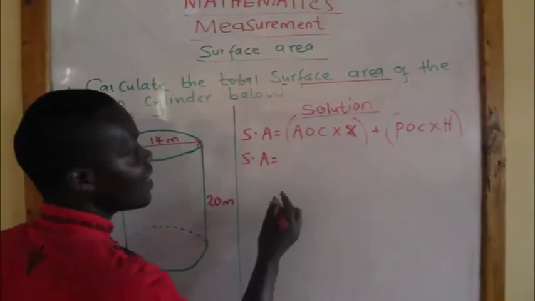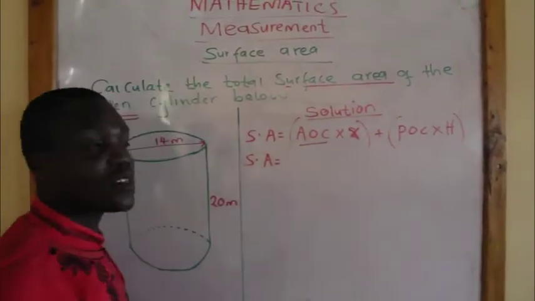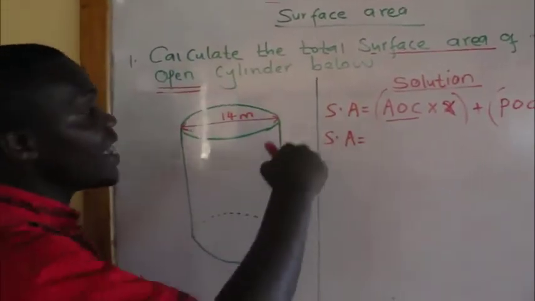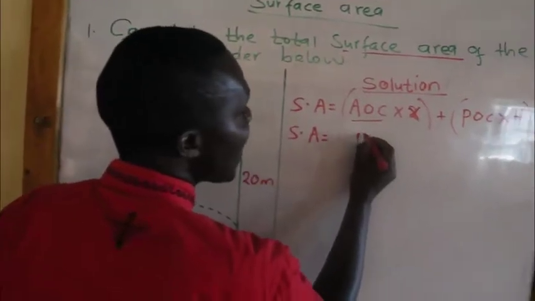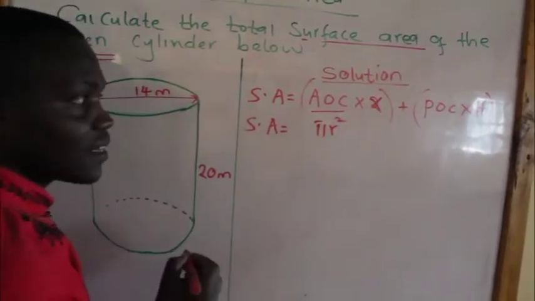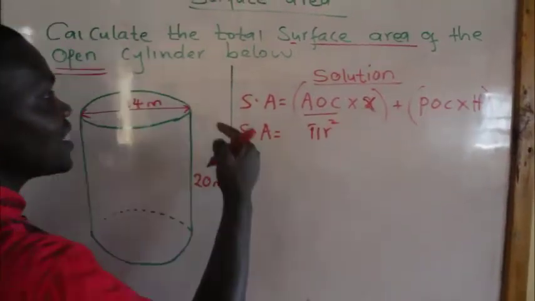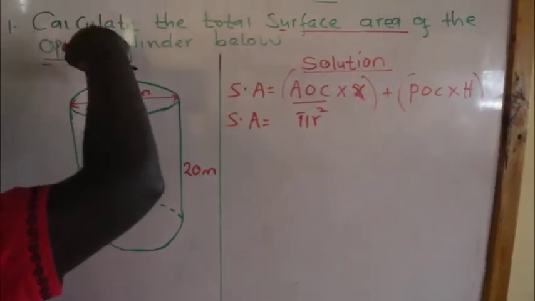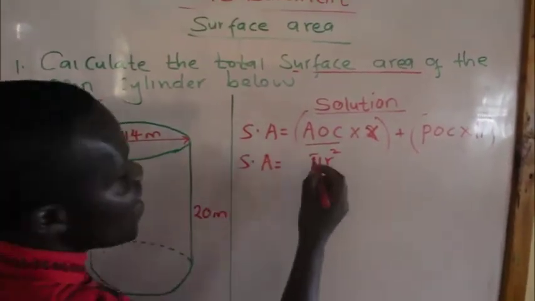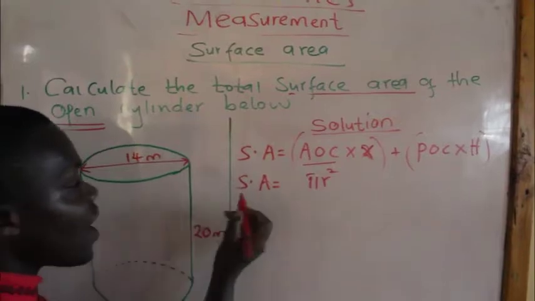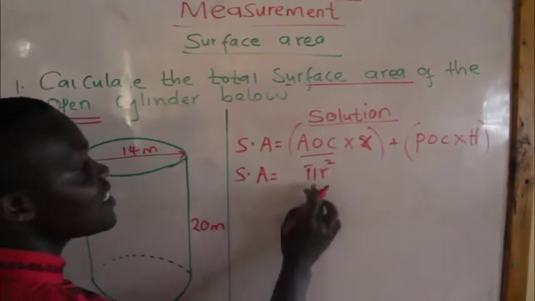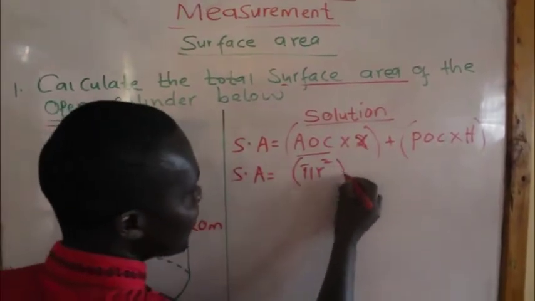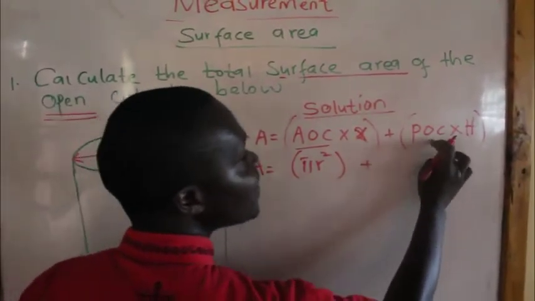So let us begin. I want to interpret what the cross section is. The cross section of this cylinder is a circle, so the area of a circle will be pi r squared. We are not multiplying by 2 because the figure is open, so there is a hole on one of its sides. Because it is a full circle, I cannot put my half here. That's why I'm writing pi r squared in brackets, plus the perimeter of the cross section.